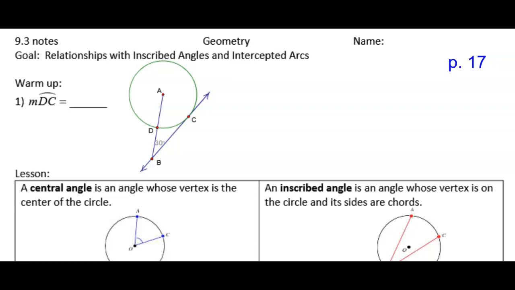Geometry 9.3, Relationships with Inscribed Angles and Intercepted Arcs. Go ahead and get started with the warm-up.